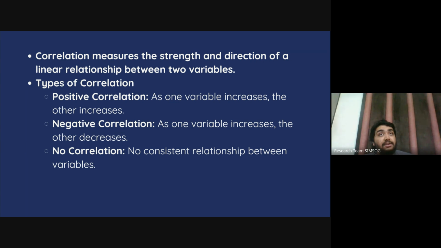Now it is known that for people who have higher or sufficient vitamin D levels, the incidence, or the prevalence, or even the size of fibroids is smaller. As the serum vitamin D levels go up, the size of fibroids goes down. So that is a negative correlation. And no correlation is when there is no consistent relationship between the variables.